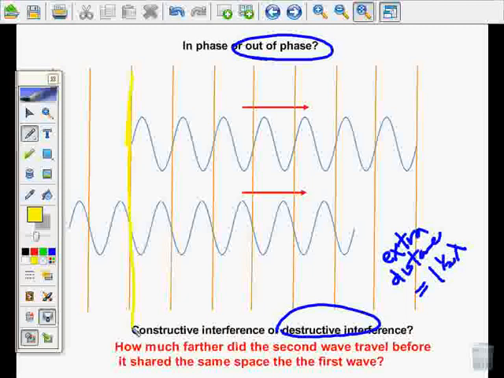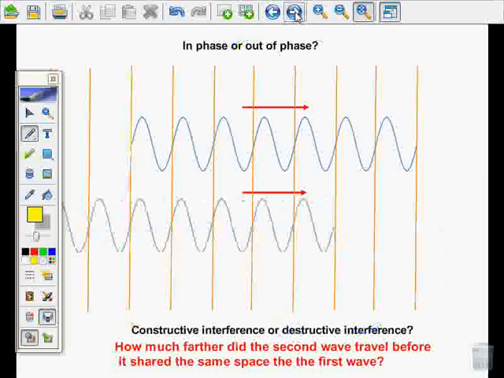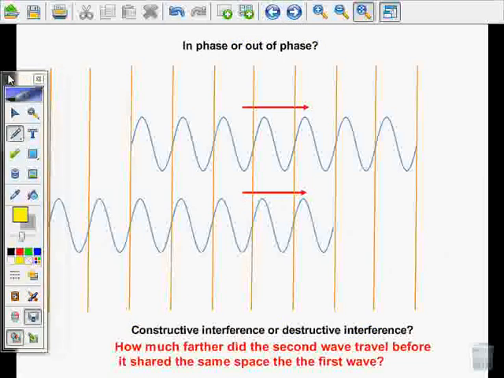So, what the heck? I think we could play this one more time. In phase or out of phase? Let's move this a little way. In phase. Constructive or destructive? If this is the start line here, how much farther did the lower wave travel before it started interfering with the upper wave?